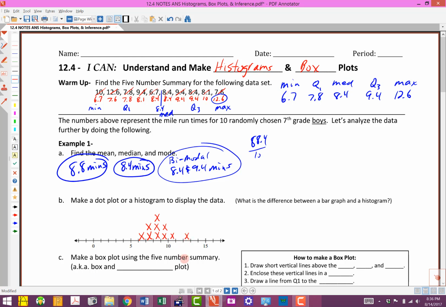Now notice it says make a dot plot or a histogram. So I made a dot plot. I did the X's rather than the dots, but no problem with that. Or it says histogram. So this is where we want to start talking about a histogram. You may have heard of a histogram before. A lot of people think that a histogram is exactly like a bar graph, but there is a difference. On a histogram, the width of the bars makes a difference, and how far apart they are makes a difference.